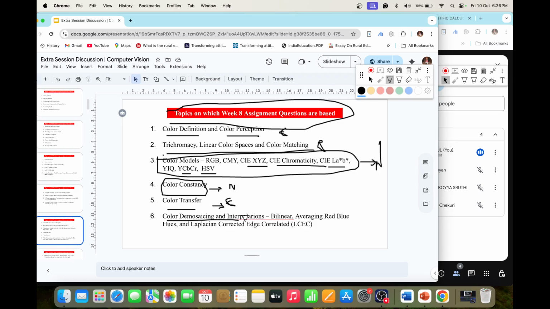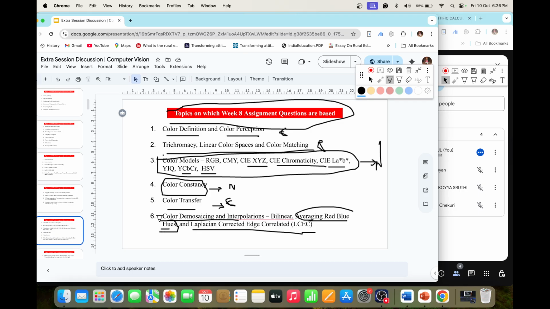Okay, so for color filter array, we have three concepts: bilinear interpolation, then average red blue hues, and at last Laplacian color corrected edge correlation. Okay, LCEC. So the most important thing, and I think the most confusing thing, is this part: average red blue hues interpolation.